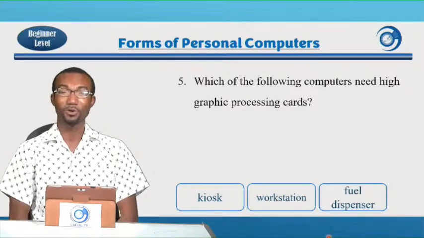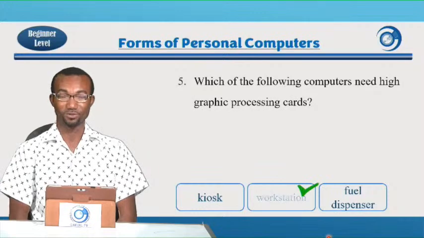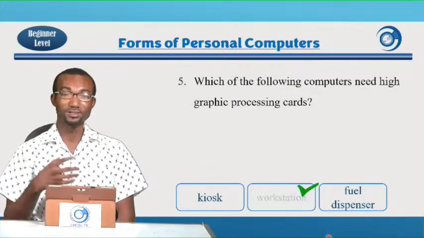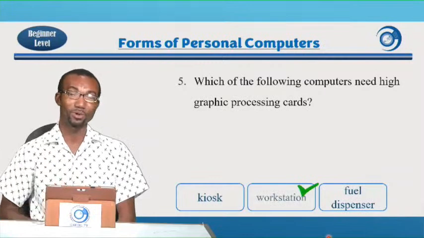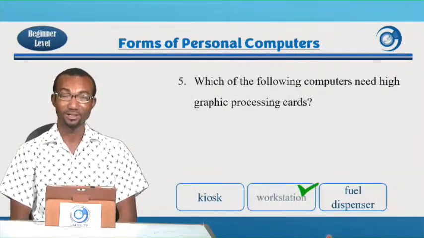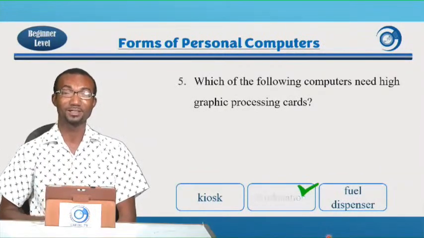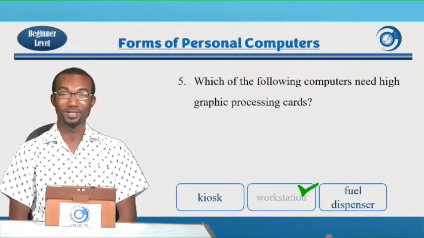And then 5. Which of the following computers need high graphic processing cards? You have kiosk, workstation, or fuel dispenser? Good, the answer is workstation. So workstation deals with volumes of graphic works, and due to that, their graphics card must be high. Viewers, you have all done well.